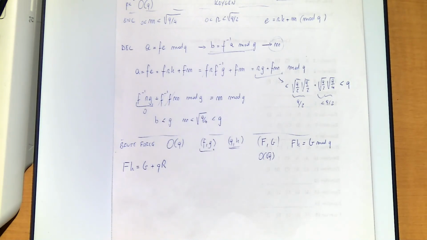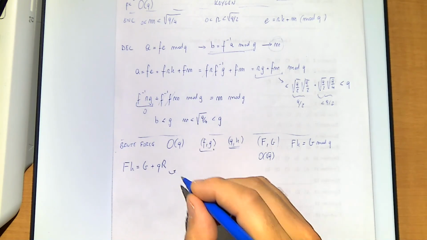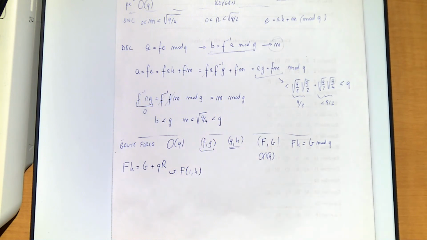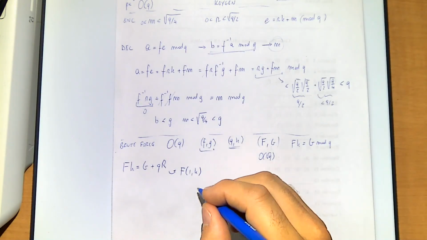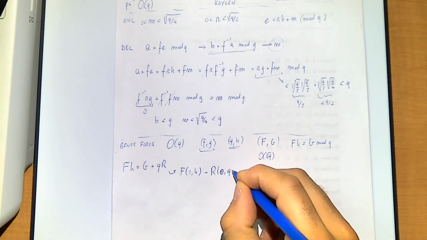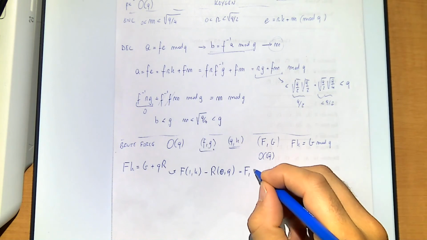Okay, so our task then is to find two integers that are relatively small, with the property that essentially now we can think of these as vectors and we're getting closer to our goal. So I can also write this in this way: F times the vector (1, H) minus R times the vector (0, Q) is equal to (F, G).